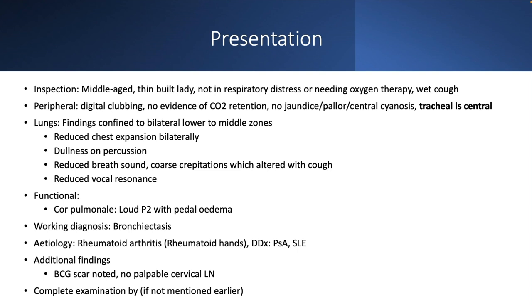And then after that, my lung examination finding is confined to the bilateral lower to middle zones, in which there is reduced chest expansion bilaterally, dullness on percussion, and reduced breath sound. However, there is a lot of coarse crepitation which changes after we cough. And there's also reduced vocal resonance at that area. Functionally, there is evidence of cor pulmonale because there's a loud P2 with pedal edema. My working diagnosis for this patient is bronchiectasis, and the likely etiology would be rheumatoid arthritis in view of classical rheumatoid changes over the hands. I want to offer my differential diagnosis to be psoriatic arthritis or even the possibility of SLE, because it can also present as Jaccoud arthropathy.